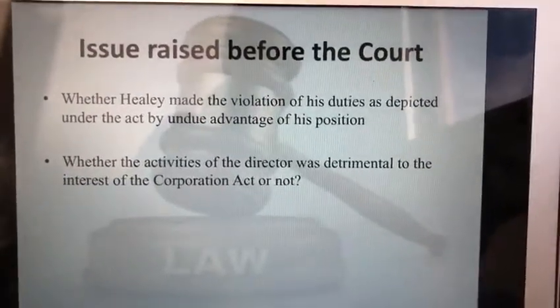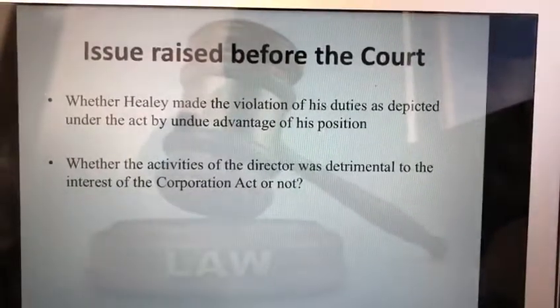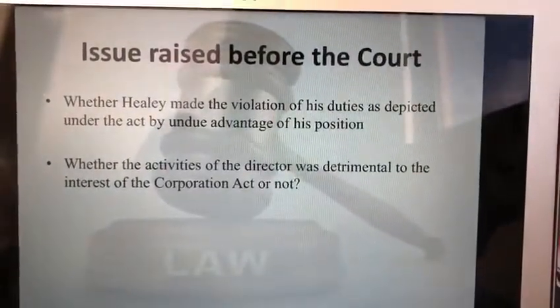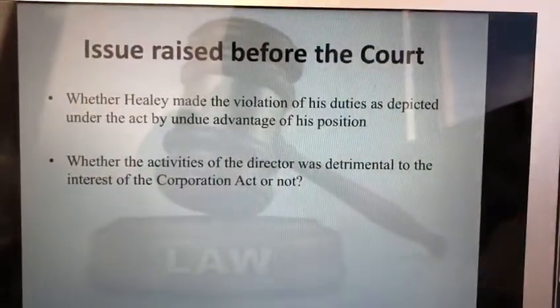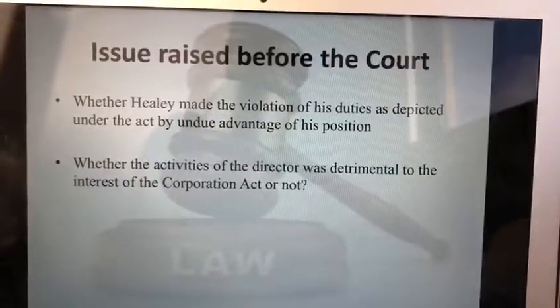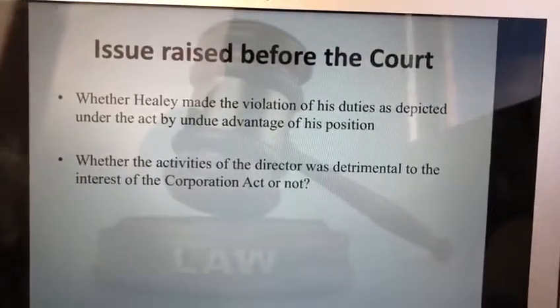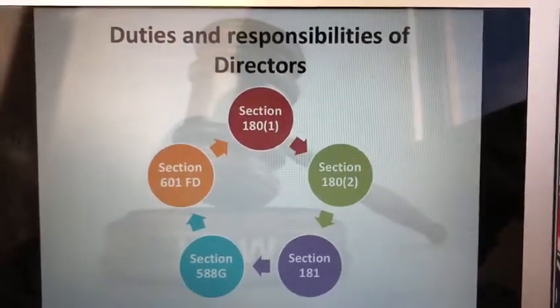Now, the issues raised before the court were whether Healy violated his duties as depicted under the Act by taking undue advantage of his position, and whether the activities of the director were detrimental to the interest of the Corporations Act or not.